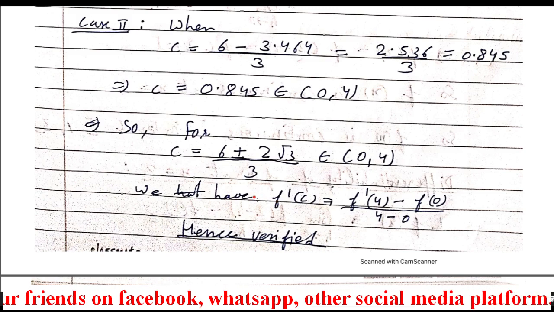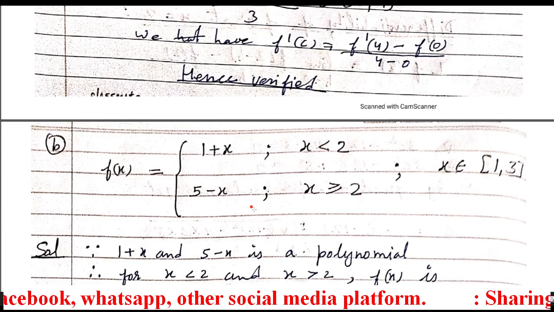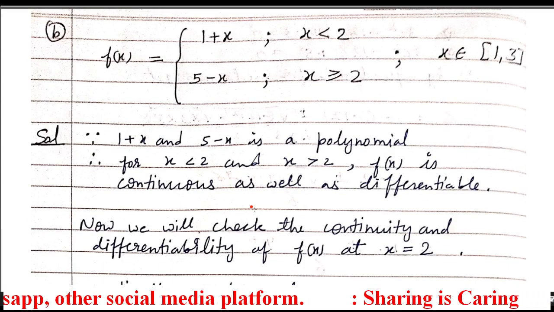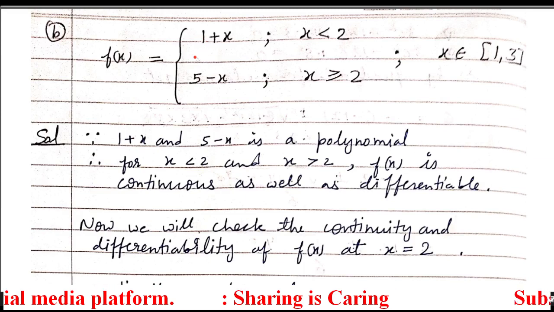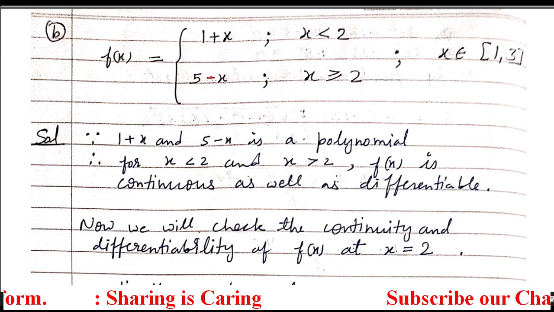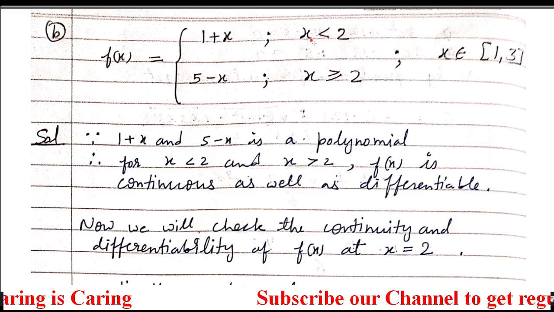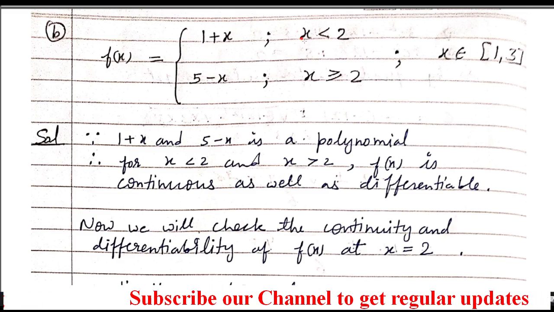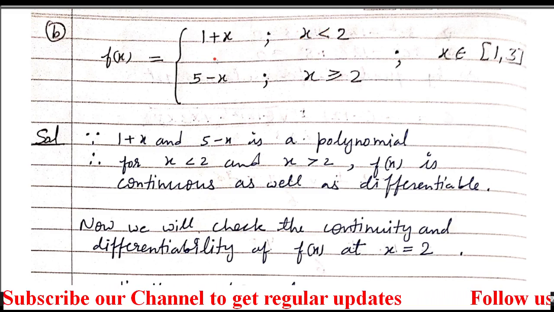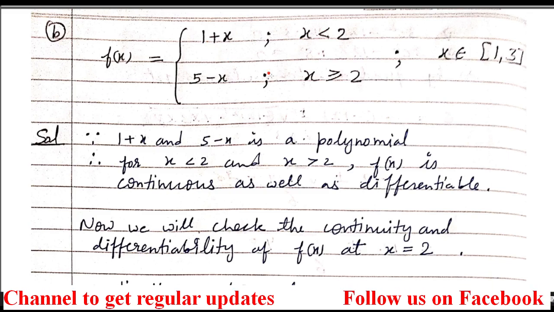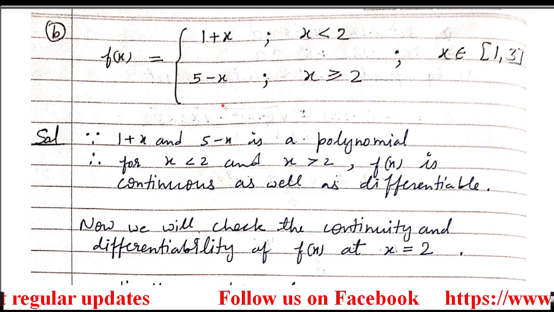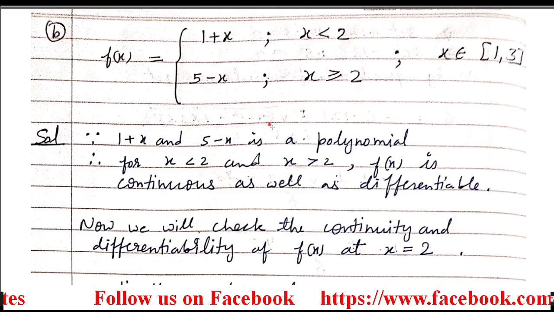So I hope this question is clear to you. Now we'll move to the B part of the same question. In B part, again we have f(x) as a polynomial function only, but here we have two constraints. For x less than 2 we have this value of the function, and for x greater than or equal to 2 we have this value of the function.